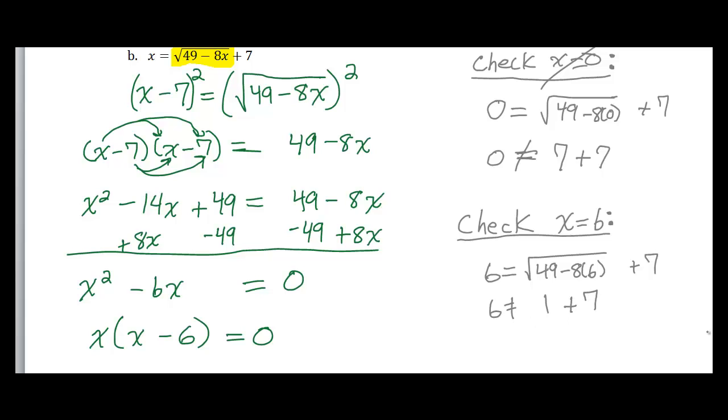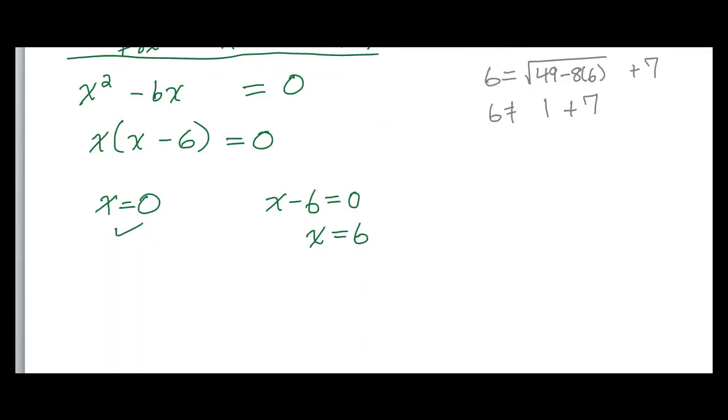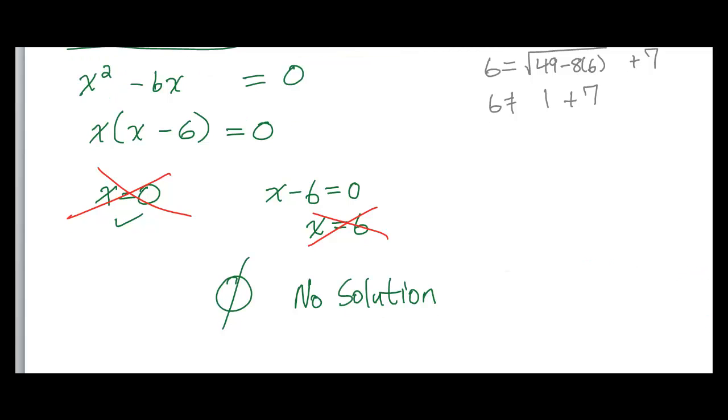That doesn't equal 6. So in both of these cases, neither one was true in my equation. That means I have no solution. So you can use that symbol, or you can write the words no solution. That actual equation doesn't have a solution. All of the possible solutions were extraneous, and that happens every now and then. Let's look at one more example.